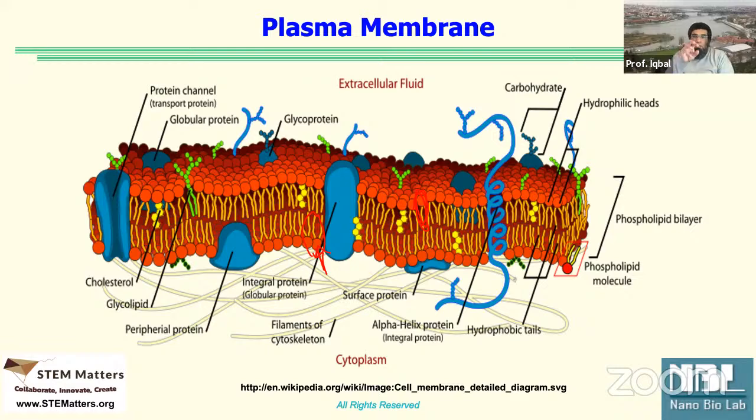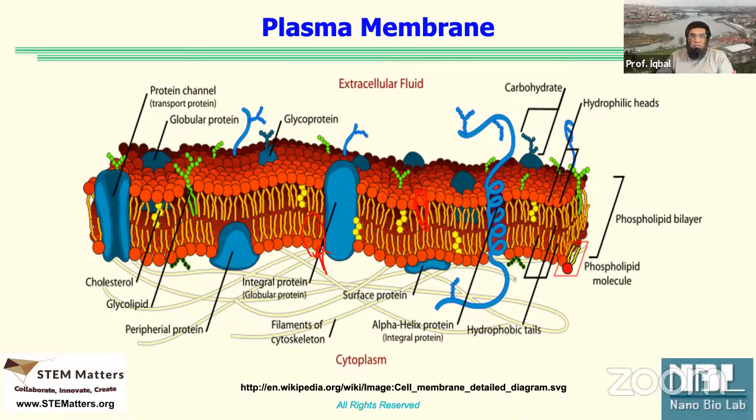And this red and yellow thing, these are called phospholipids. And if you look closely, there are two of those. So one phospholipid layer is on one side, and another phospholipid layer is on the other side. So we call it a bilayer. We call it a phospholipid bilayer. So this plasma membrane is made up of a phospholipid bilayer.